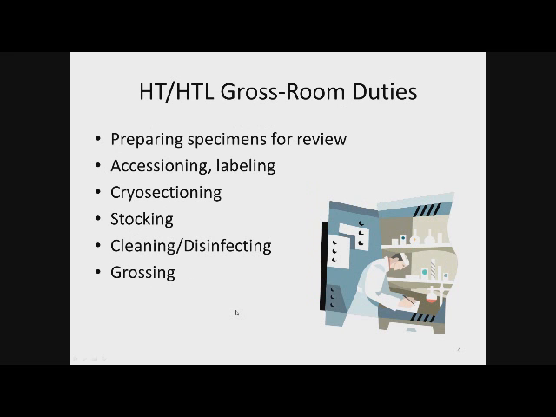The HT/HTL grossroom duties include preparing the specimens for review, accessioning and labeling, cryosectioning during the surgical procedure, stocking the grossroom, making sure that all the supplies are present, cleaning and disinfecting after the pathologist has completed their duties. And finally, and an area that I'm going to discuss today, is grossing in the grossroom for the histotechnician.